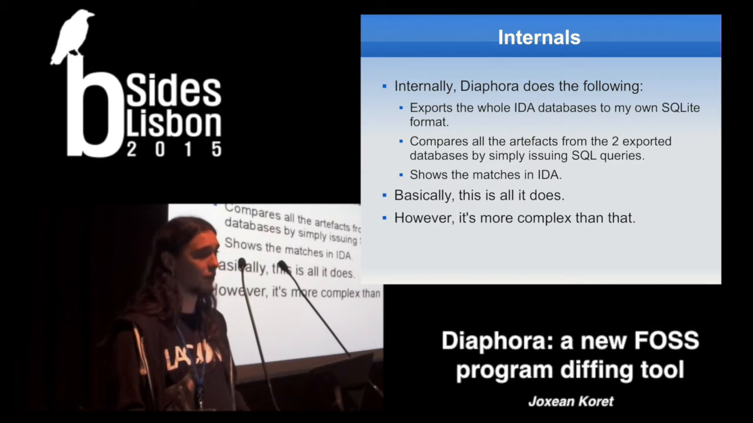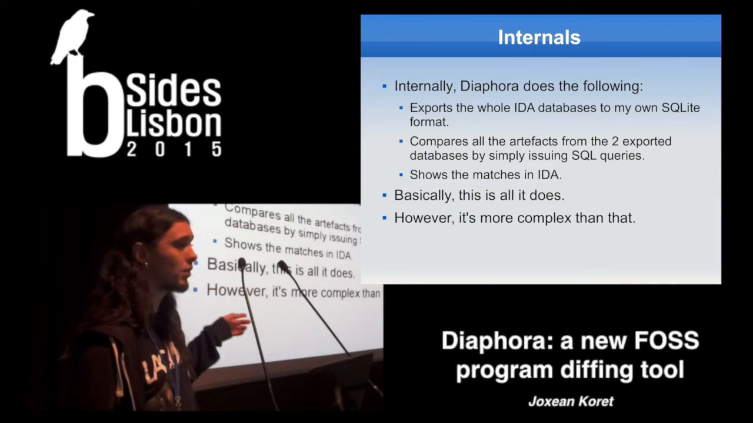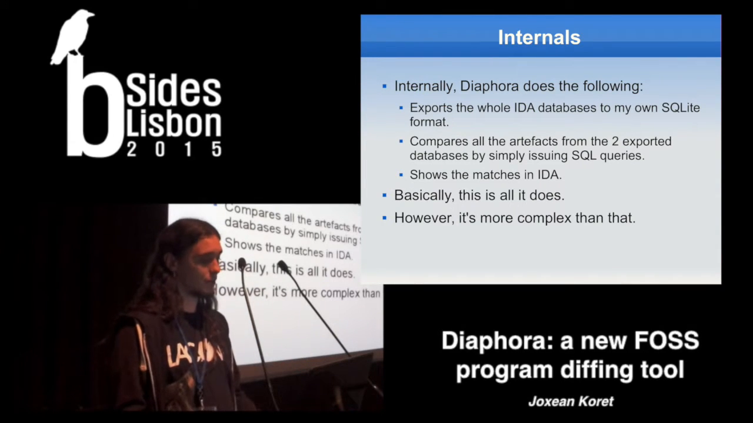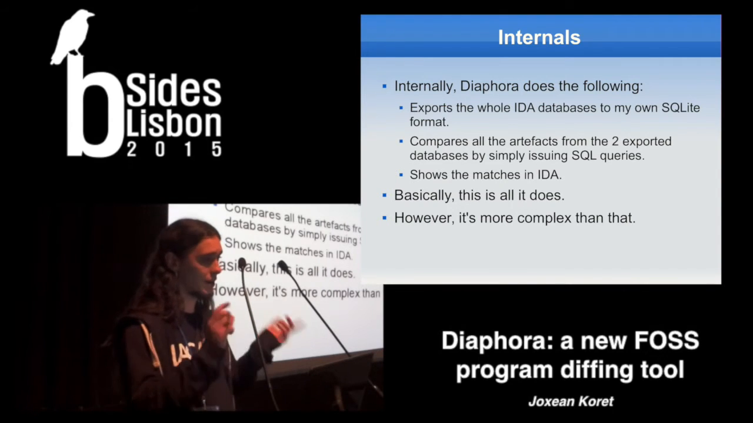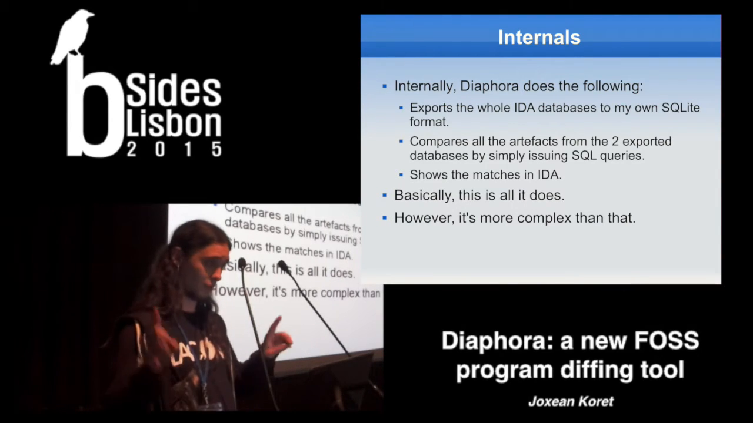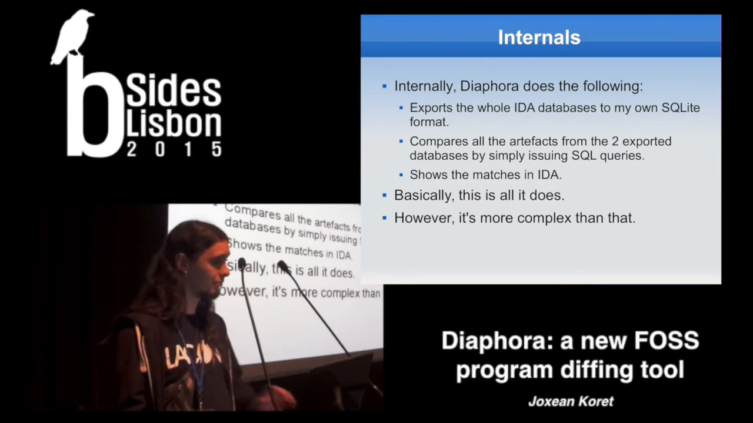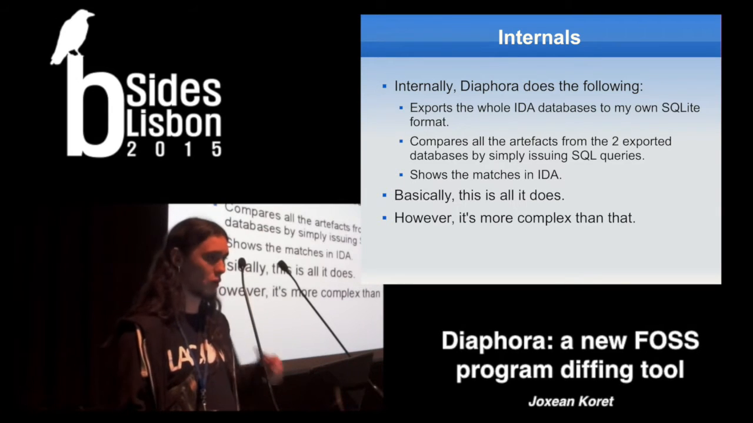Internally, Diaphora does the following. Simply, it exports its database that we are going to compare to my own SQLite format. Then I compare, simply running SQL queries, all the artifacts, all the attributes from both databases, and I show the matches in either, as simply as it sounds. However, naturally, it is more complex than that.